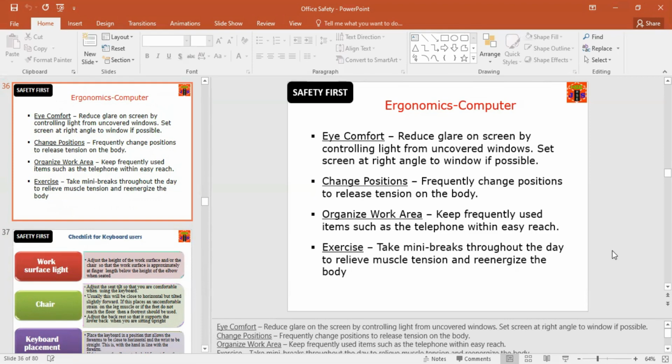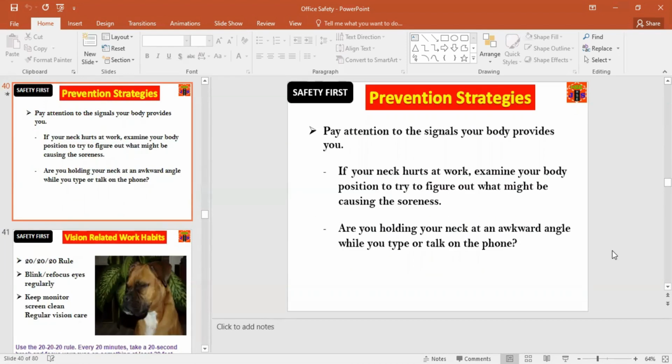Organize your work area by keeping frequently used items such as a telephone within easy reach. Take mini breaks throughout the day to relieve muscle tension and re-energize the body. Let us look at what the prevention strategies are.